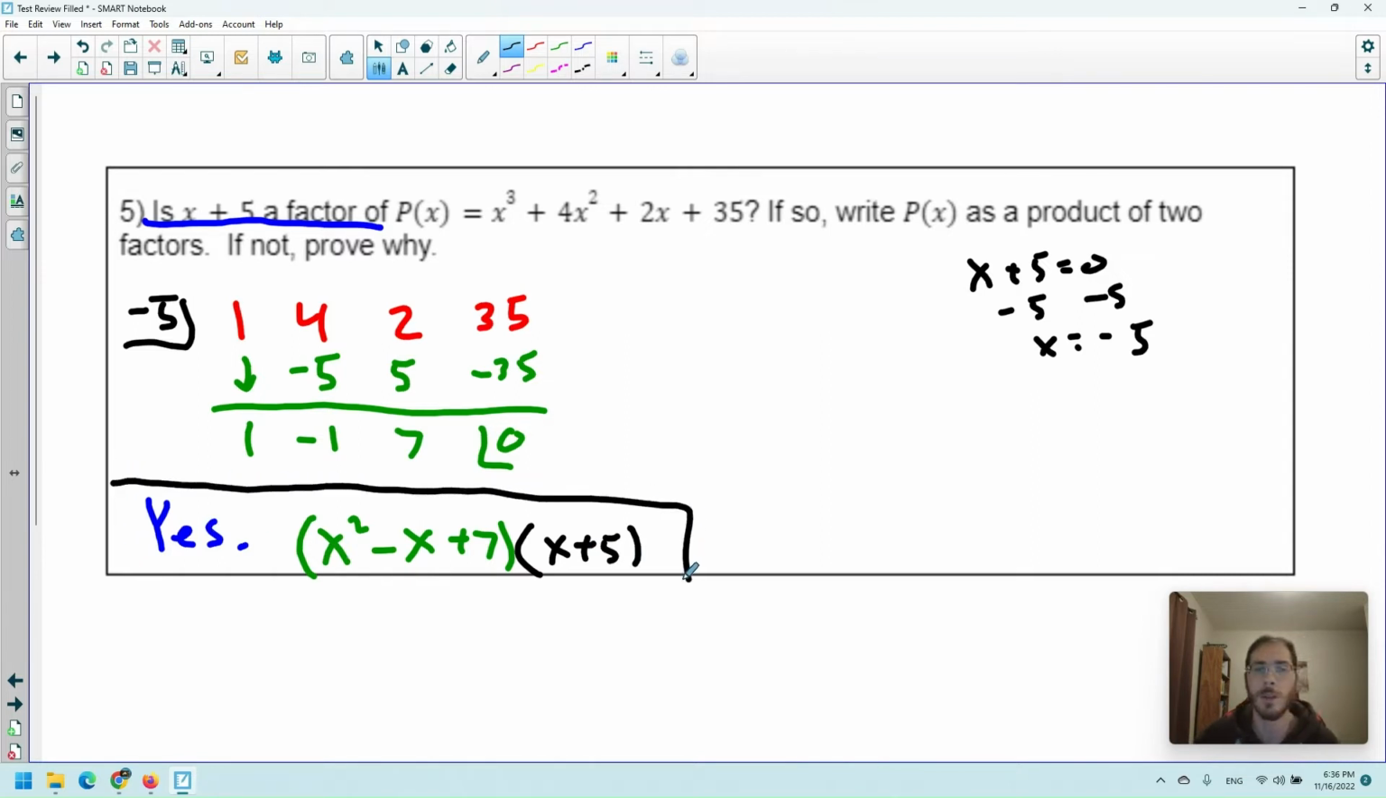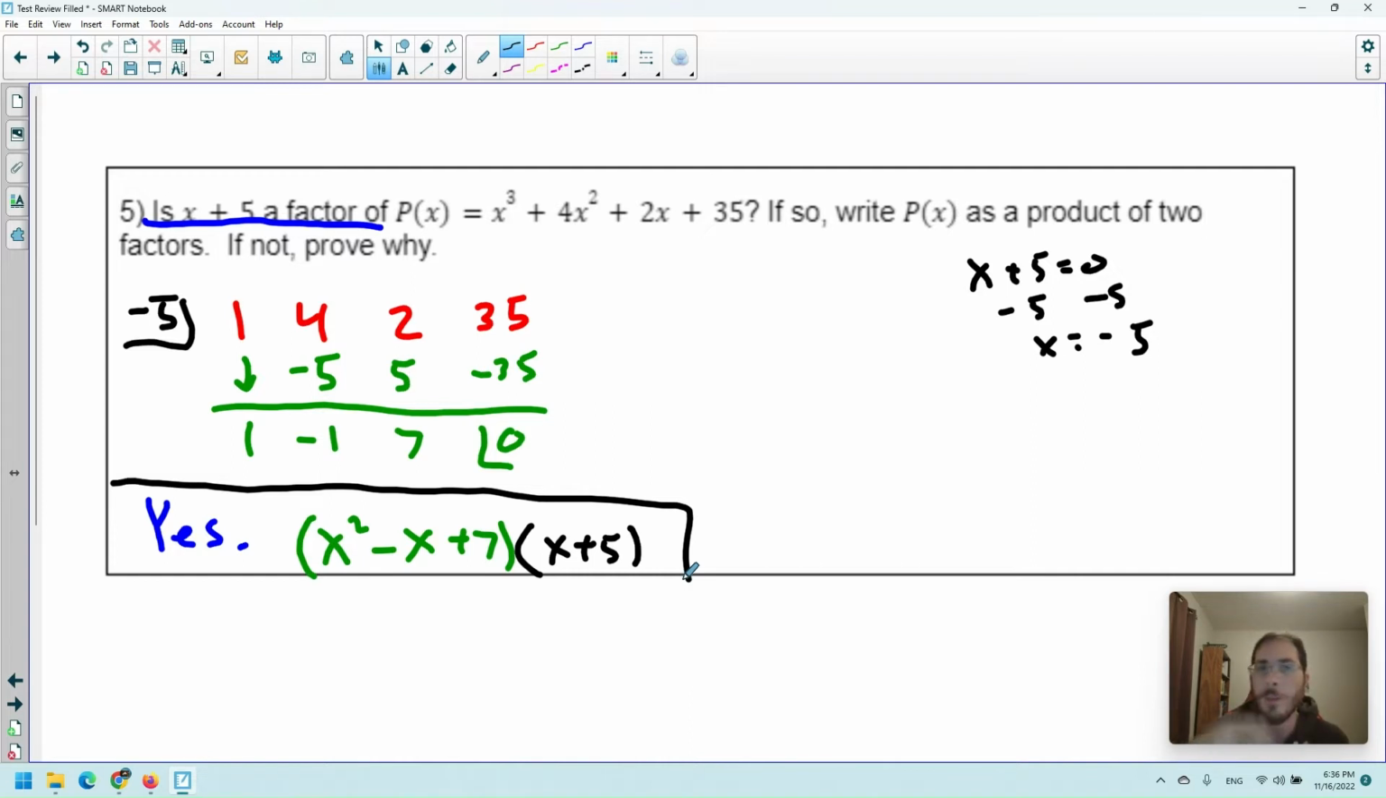So there's a lot of parts to that question. So we had to answer it, yes or no first. That's the first thing we had to do. Then the next thing we had to do is actually do the division, which got us 0. That gave us the x plus 5 in black. That's what we divided by. And lastly, our result, quotient was 1, negative 1, and 7. So that gave us the x squared minus x plus 7. So that's how to do that one.